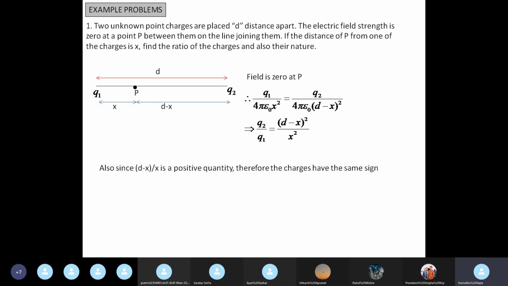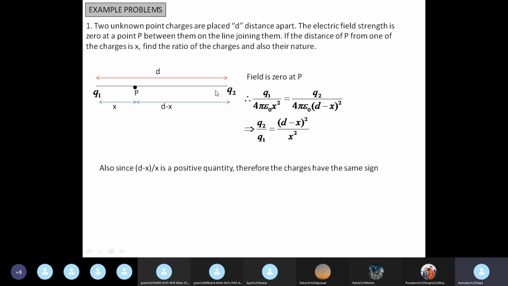Why have we equated Q1 and Q2? Because it says that the field at P is 0. So the field at P will be 0 only if the two forces equalize each other. They are neutralizing. The two fields are neutralizing each other. There is no charge at P, right?